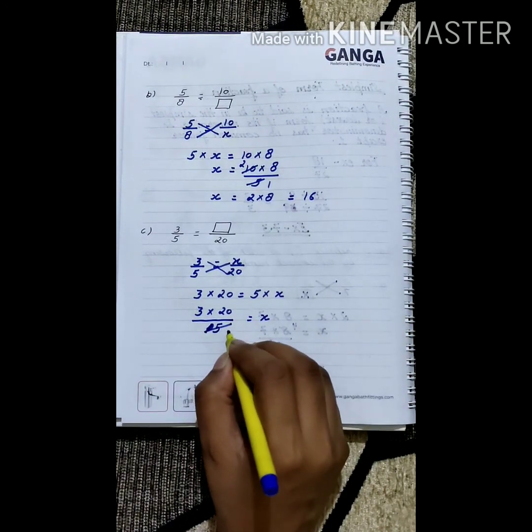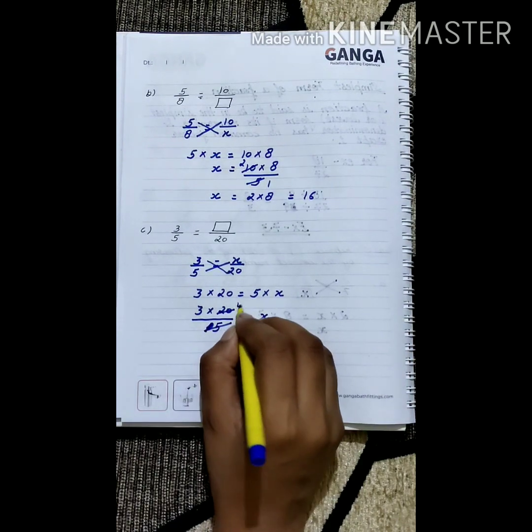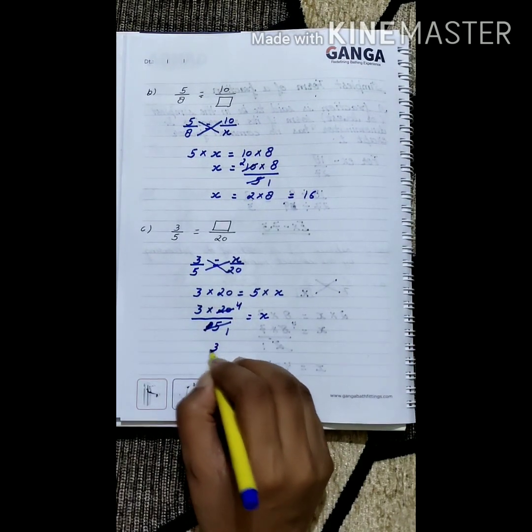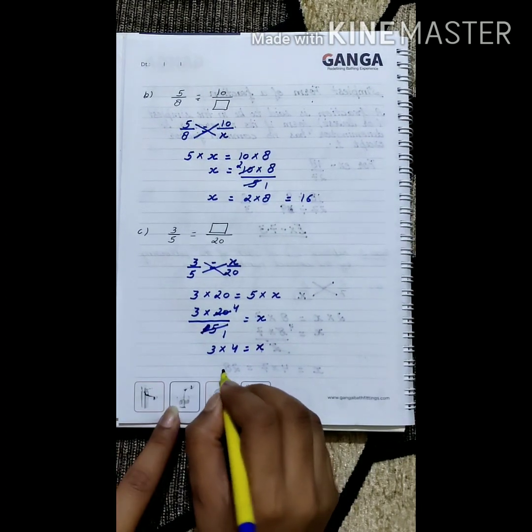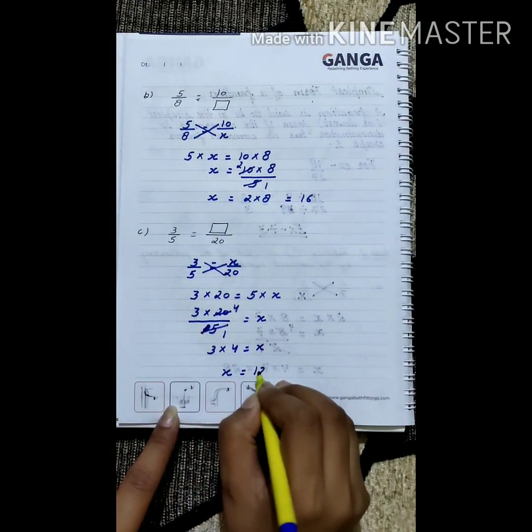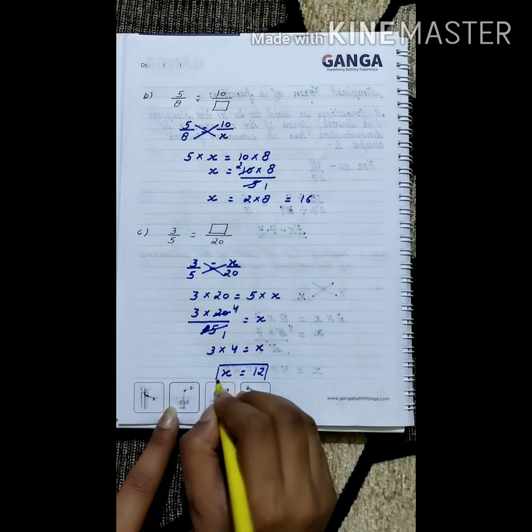Now we will simplify it. 5 ones are 5, 5 fours are 20. x is equals to 3 multiply by 4. Therefore, x is equals to 3 fours are 12, and it is our answer.